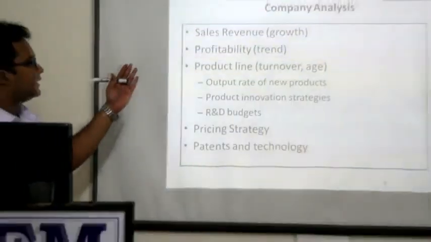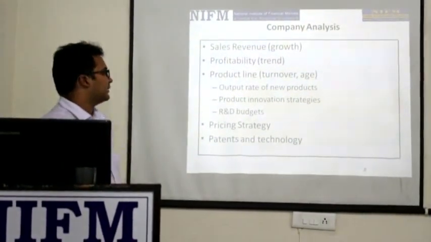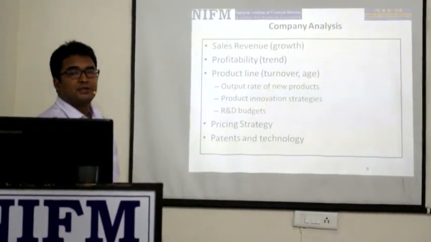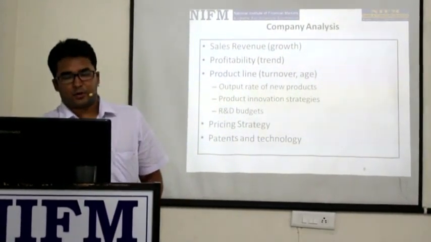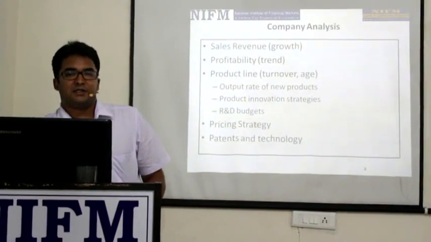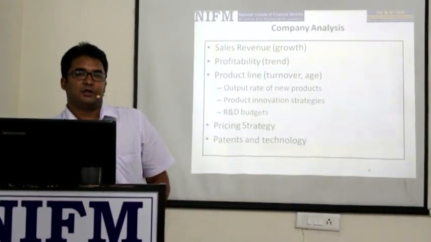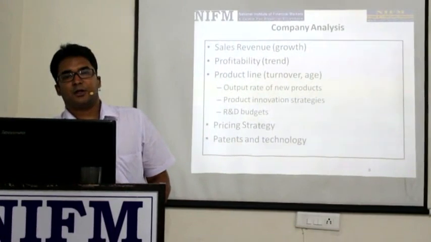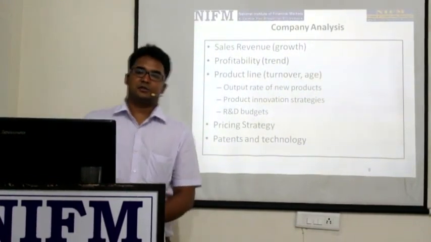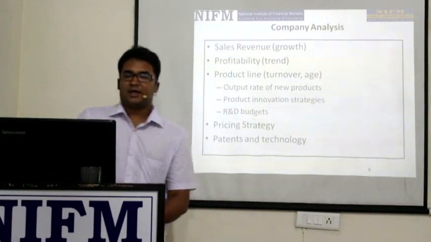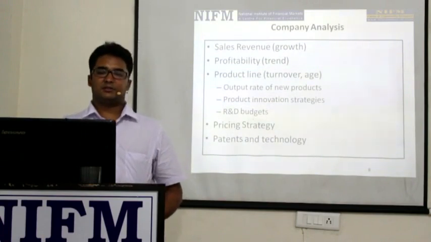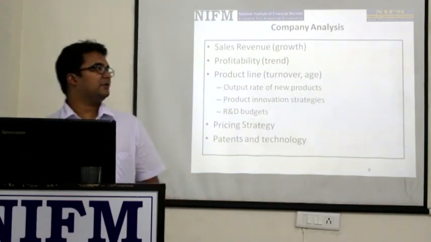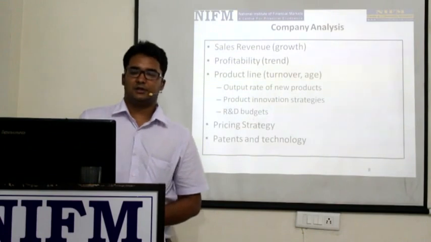Then we talk about the product line, the turnover or the age of the company. So when we talk about the product line, there might be a possibility that the company has announced a product which is basically a competitor to an existing product of the same company, then there might be an issue with respect to the two products. So it might be a scenario that the sales of the second product are going strong, but the sales of the first product might be coming down, which will impact the revenue of the company.